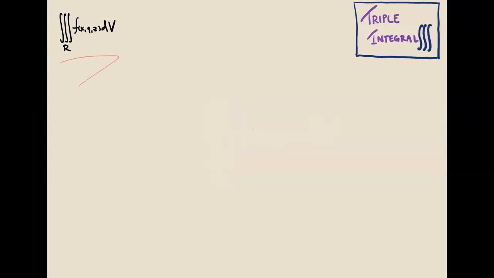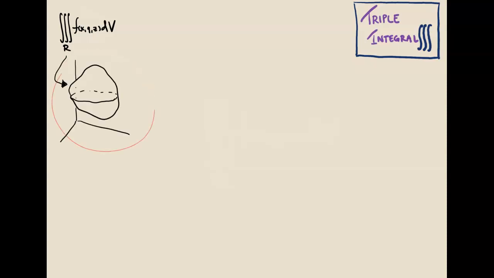A triple integral takes a form like this, where we have a function of up to 3 variables, and we integrate over some region that lies in R3. Maybe R is some solid blob like this. It is at any rate a solid, something that varies in 3 dimensions, so not simply the surface of the blob, but the interior as well.